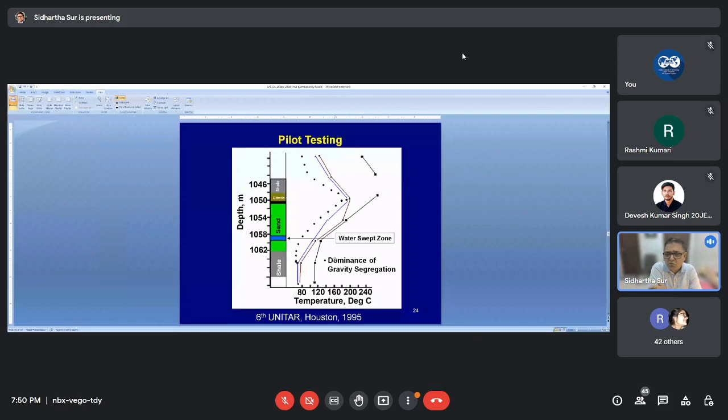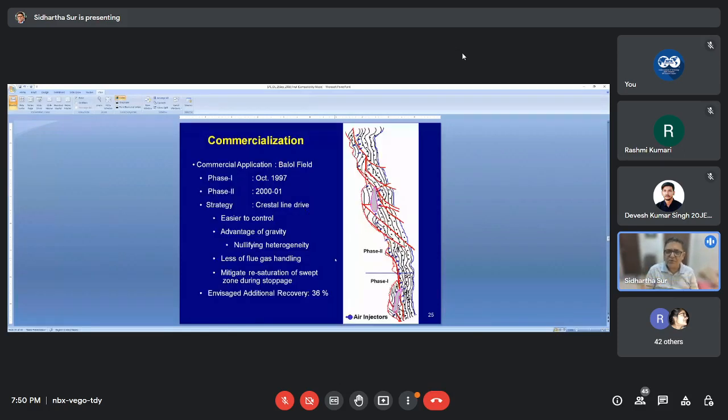So 1997 to 2001, the entire Balol field, which you can see to your right, was commercialized. The pilot was here in the south. You can see the small area, an entire thing. By 97, this portion was started. And by 2000, the entire thing started with up-dip line drive.